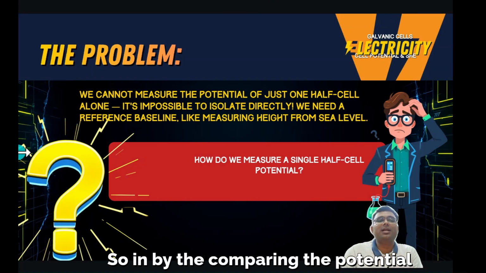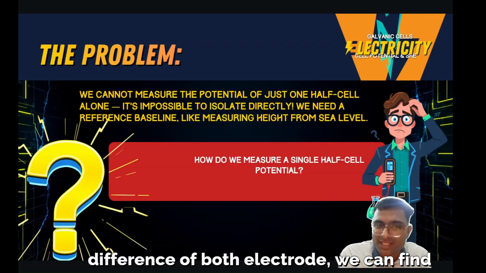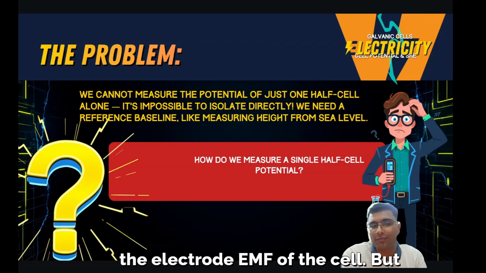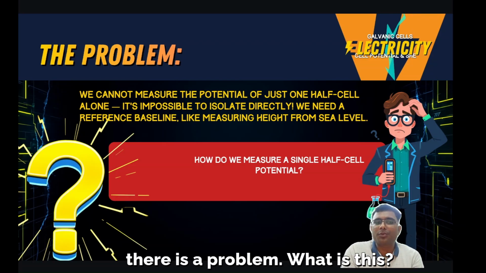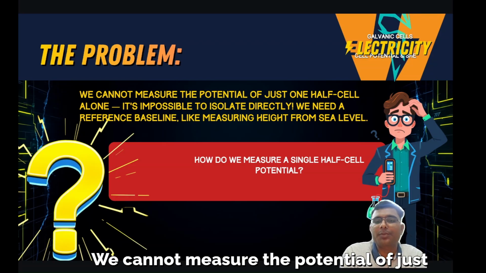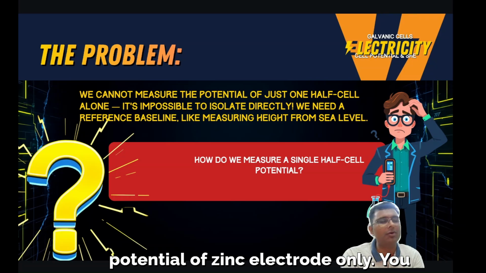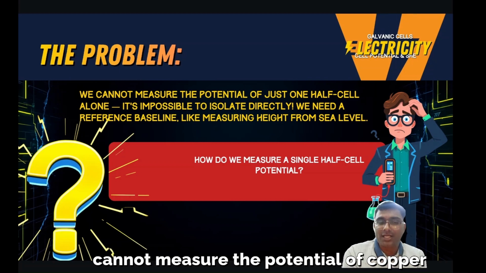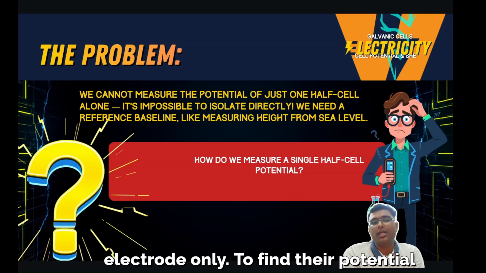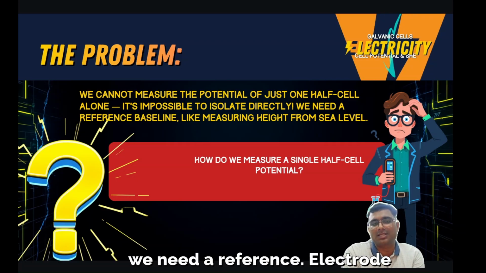So by comparing the potential difference of both electrodes, we can find the EMF of the cell. But there is a problem. We cannot measure the potential of just one half cell. You cannot measure the potential of the zinc electrode only, and you cannot measure the potential of the copper electrode only. To find their potential, we need a reference electrode.